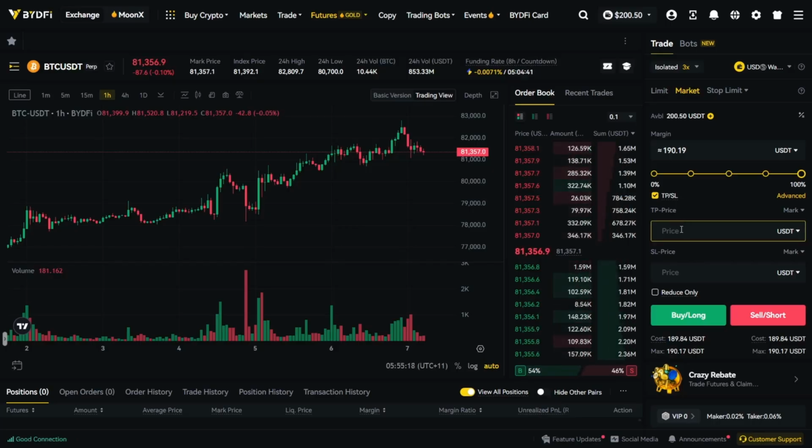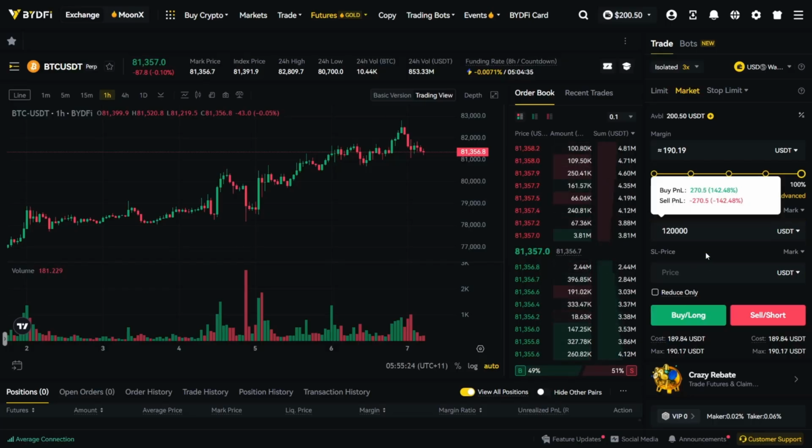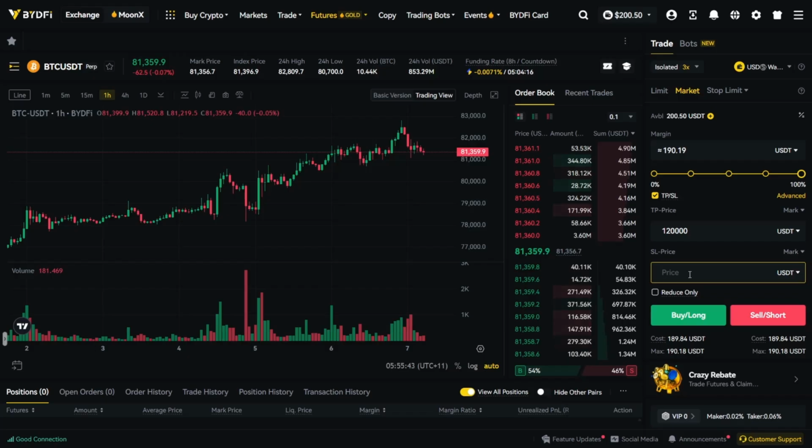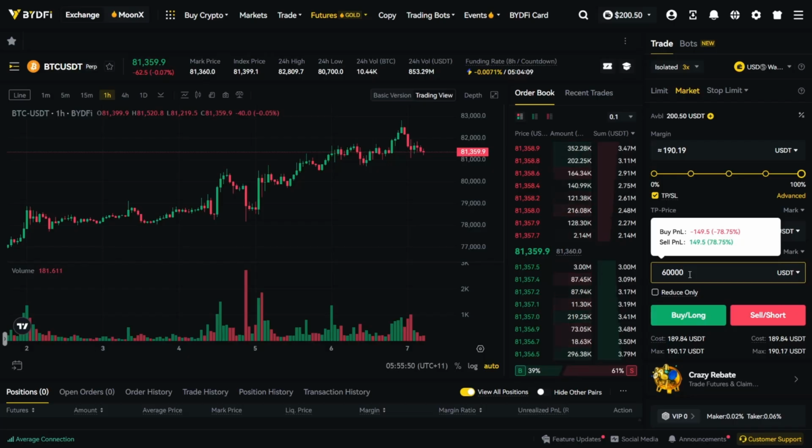So we are going to set our take profit at 120,000 Bitcoin. That means that if Bitcoin would hit 120,000, we would be sold out of our position. We are seeing with our long, we would be up about 270 USDT or 142% with our 3x leverage. For our stop loss, we want to cut our losses if Bitcoin goes past 60,000. Again, we can see with our long, we would be down about 150 USDT and about 78% with our 3x leverage. This is the simple way to set a take profit and stop loss.